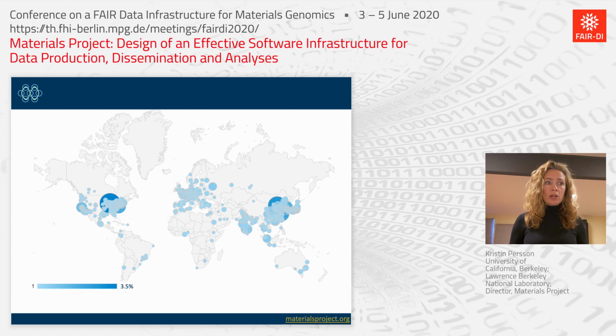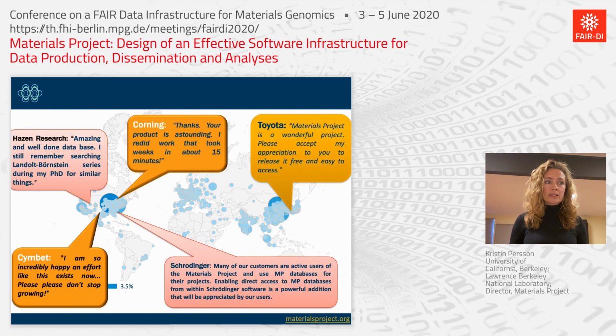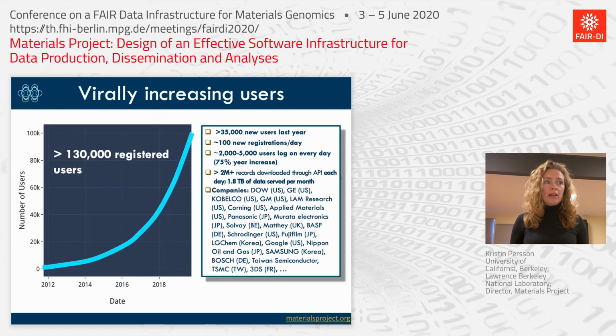The Materials Project is used all over the world. This is a snapshot of the user map. You see heavy usage in North America, Europe, and Asia. And we have a number of companies that have come to us and given voluntary quotes that were able to say that this has been useful for them in their acceleration of materials design. We have currently over 130,000 registered users, with somewhere between 2,000 and 5,000 unique users logging into our site every day.